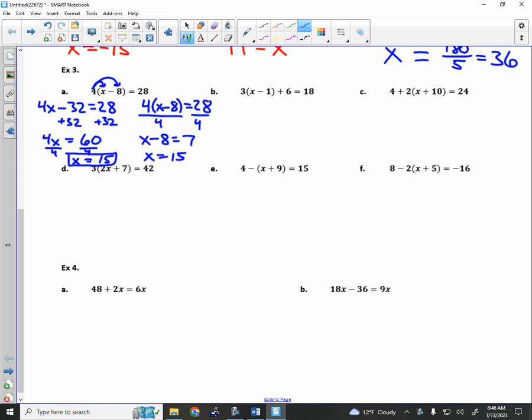And that's going to help us with letter B. Is everything being multiplied by 3? Everything right here, but is the 6 being multiplied by 3? It's not. So before you do anything, what should you move over first? The 6. So we subtract 6 from both sides. And I get 3 times the quantity x minus 1 is equal to 12.